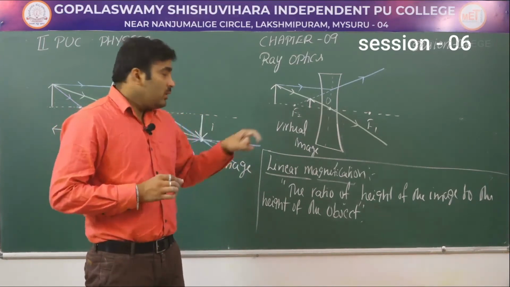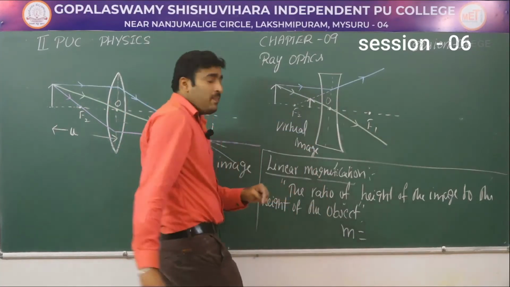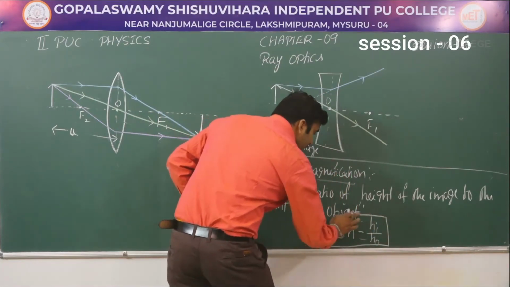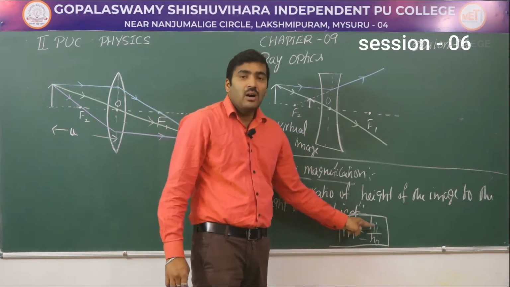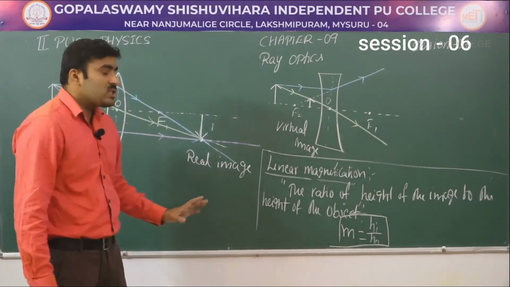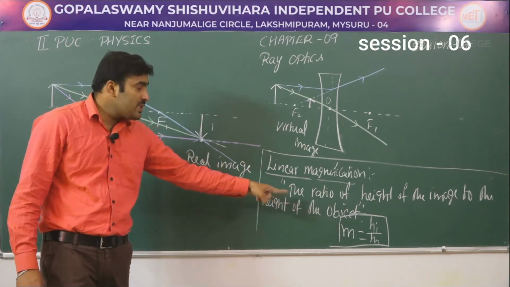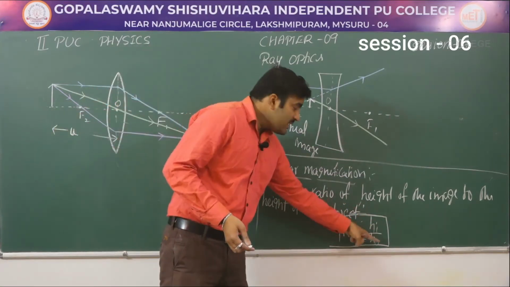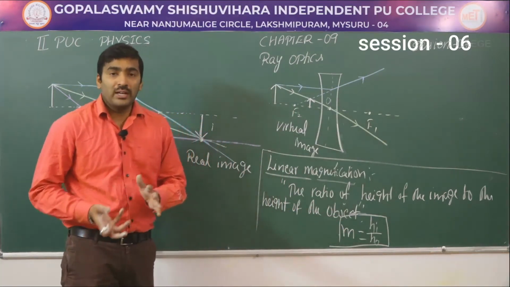Let us write the equation for linear magnification. The magnification is represented by m. So m is equal to hi by ho, where hi is the height of the image and ho is the height of the object. So a linear magnification is defined as the ratio of the height of the image to the height of the object. It does not have any unit because this is a height and this is also a height, therefore it has no dimension or unit. So a magnification is unitless or dimensionless.